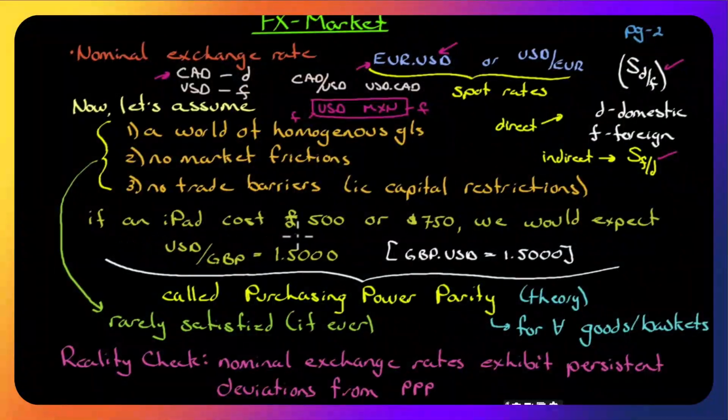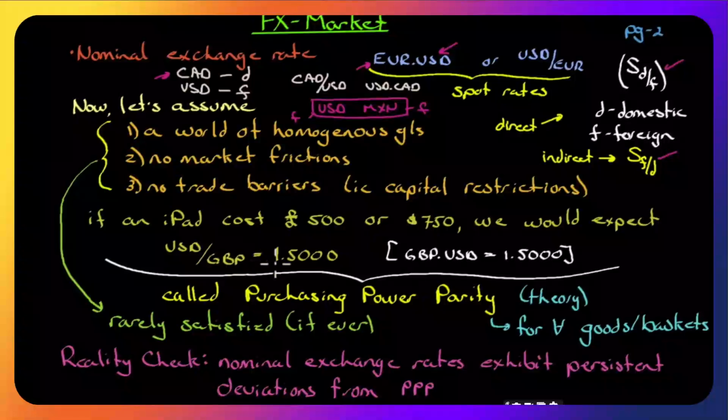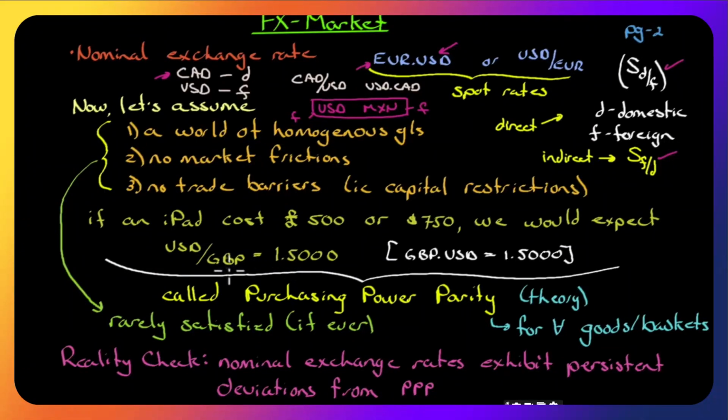So, if an iPad costs £500 or $750, we would expect the exchange rate to be 1.5. Remember, the base is 1. So £1 would buy $1.50 US. So if we have £500, at this exchange rate, we would have $750 US. This sum of money and this sum of money have the same purchasing power, one iPad. So this exchange rate is called a purchasing power parity exchange rate, because at that rate, there's parity among purchasing power between the two countries.